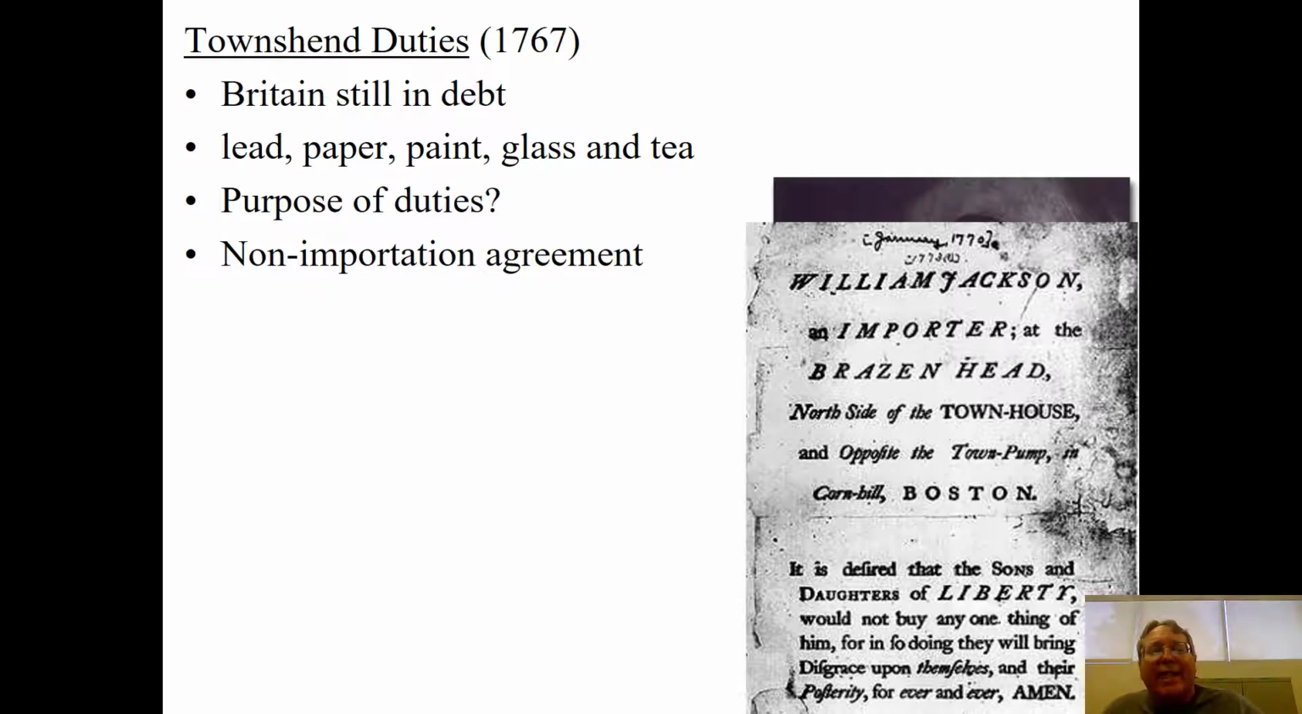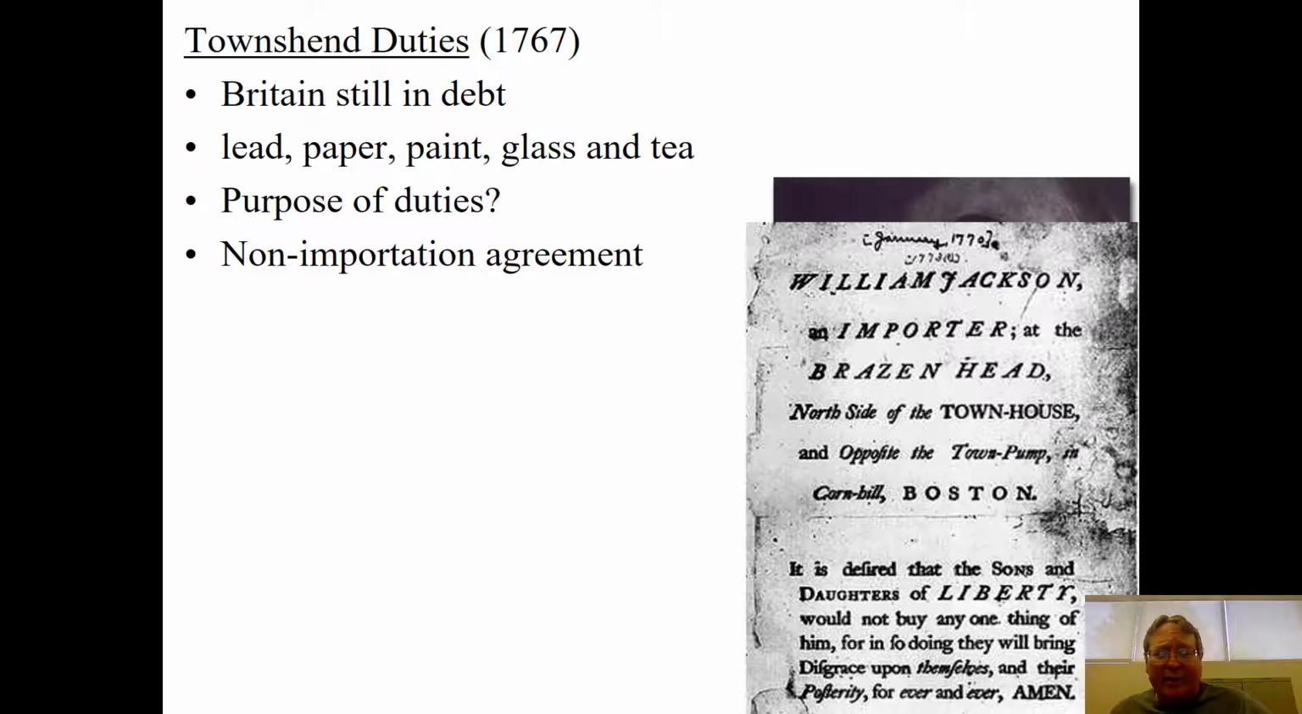Now look at what they say also here. Something has changed that we need to recognize. It also goes on to say on this flyer, it is desired that the sons and daughters of liberty would not buy any one thing of this guy, William Jackson, for in so doing they will bring disgrace upon themselves and their posterity forever and ever. Amen. Now, it's kind of comical at the end, right, that they make this kind of a prayer, if you will. But there's something really novel here, something new that we need to kind of look at. And I hope you can pick it up.